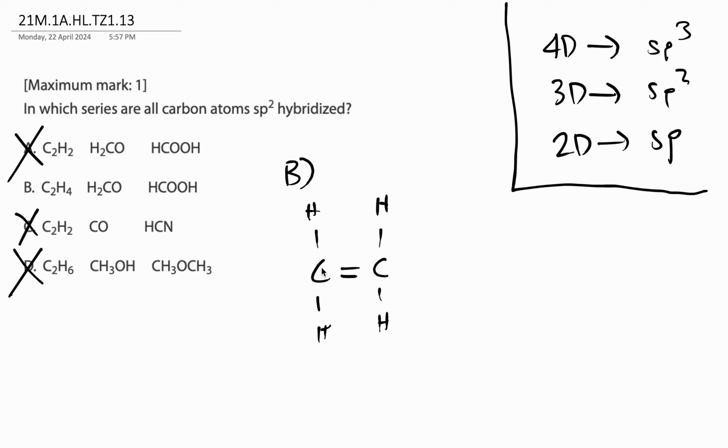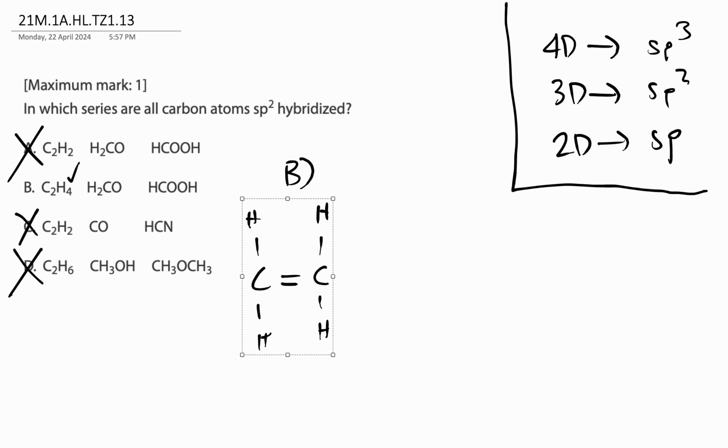So if I look at the carbons, they both have 3 domains. 3 domains being sp2 hybridization. C2H4 works out. Now, what I'll do, I'll move this to a side and let's try another one, right? So I know that this one works. How about H2CO? So let's try how this looks. Actually, we immediately know that B must be the answer, but just for your convenience, I will draw it all out.